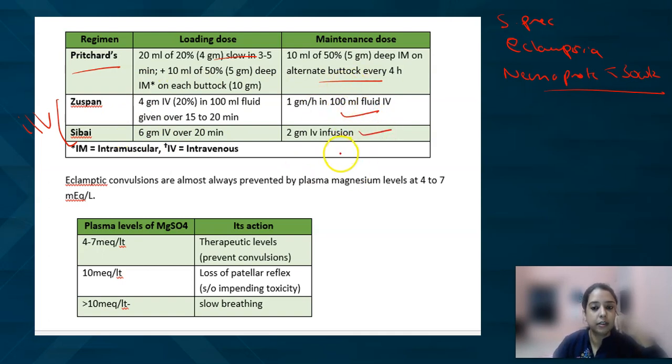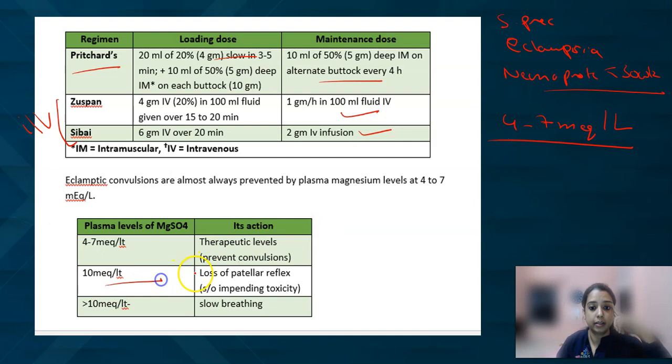So these are three different regimes. Important is to know when magnesium sulfate toxicity has started happening and how to monitor. The therapeutic level of magnesium sulfate for the anticonvulsive effect is 4 to 7 milliequivalents per liter. If your level extends beyond that, then magnesium sulfate can lead to toxicity.